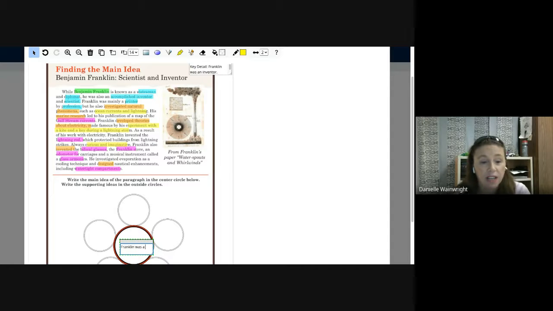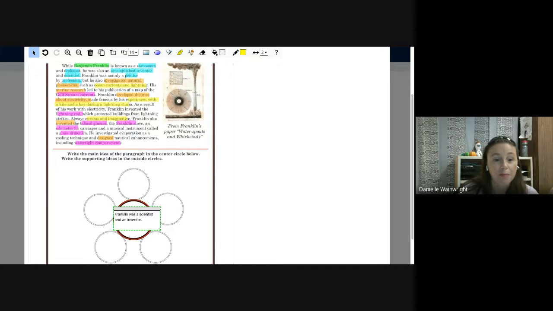Franklin was a scientist and an inventor. So you need to write both. It doesn't need to be a full sentence. I put a sentence there, but you don't have to. However, if you do write a sentence in these circles, then that makes your summary a little easier. Then what you're going to do is find details that back up your claim. You just made a claim that he was a scientist and an inventor. So in these circles, you need to find information from the text that proves he was a scientist and an inventor. What you might put here are things he studied and invented. So go ahead and take a minute and do that.